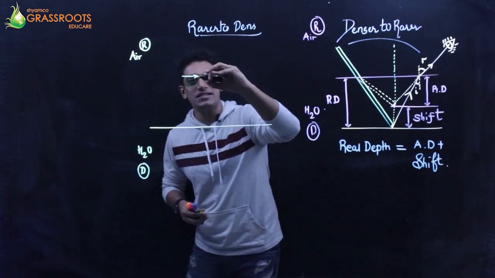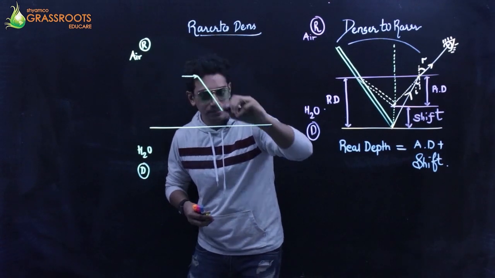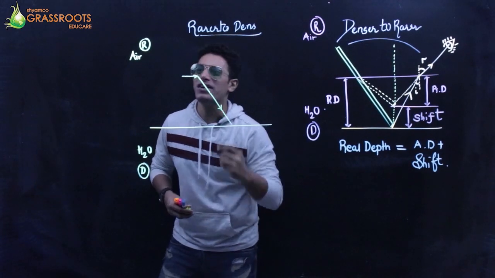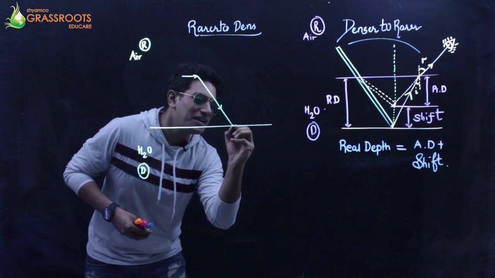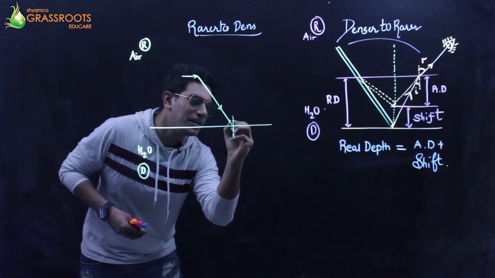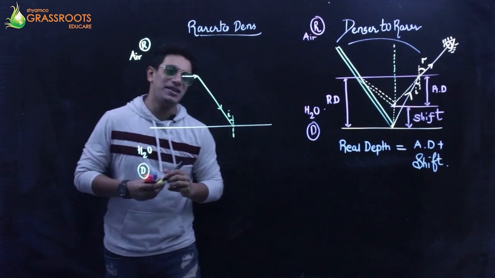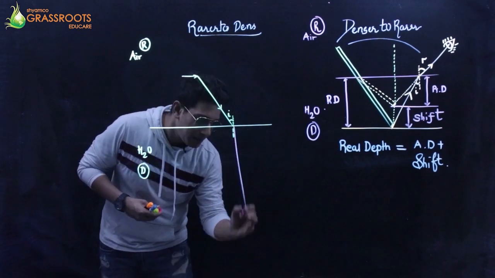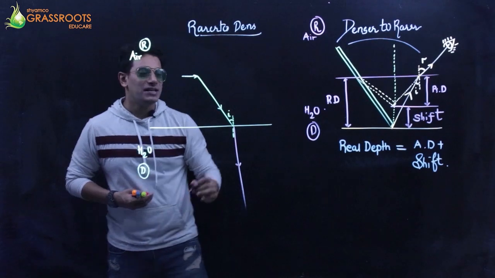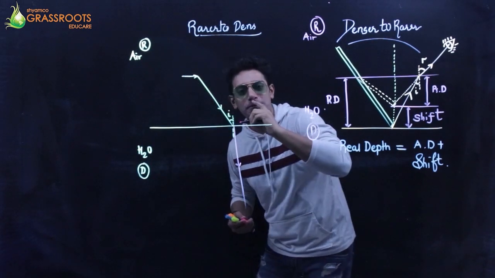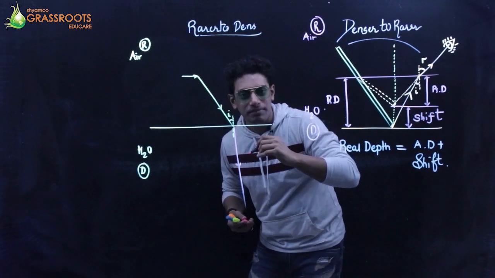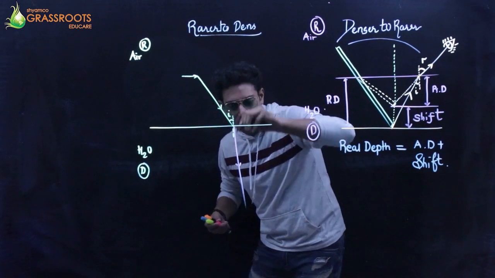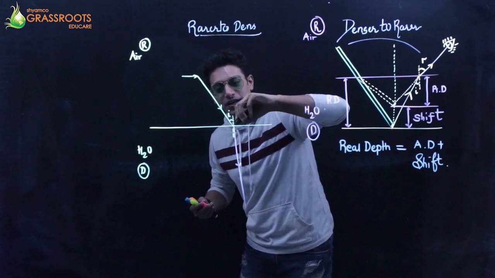Fine. Let's start. The ray of light falls from a rarer to a denser medium. Can I say the bending is going to be towards the normal? Of course, the bending will be towards the normal. Something like this. Now what happens is, actually, the observer feels that the light must travel straight.